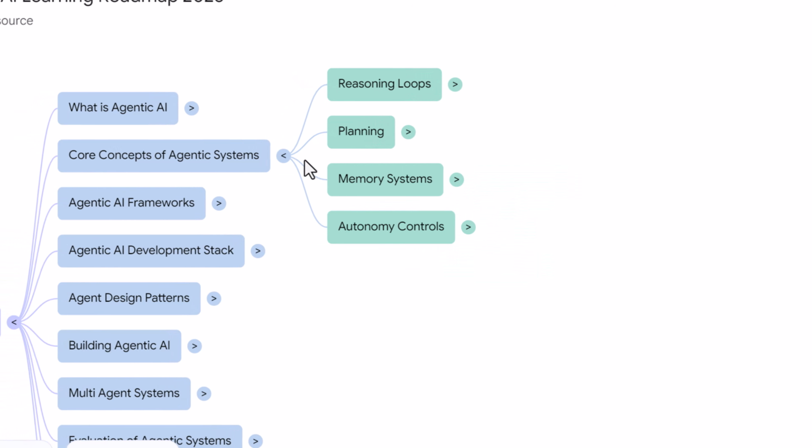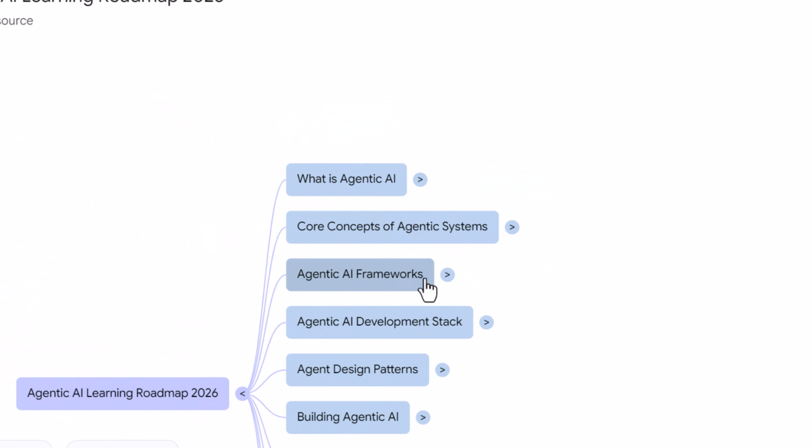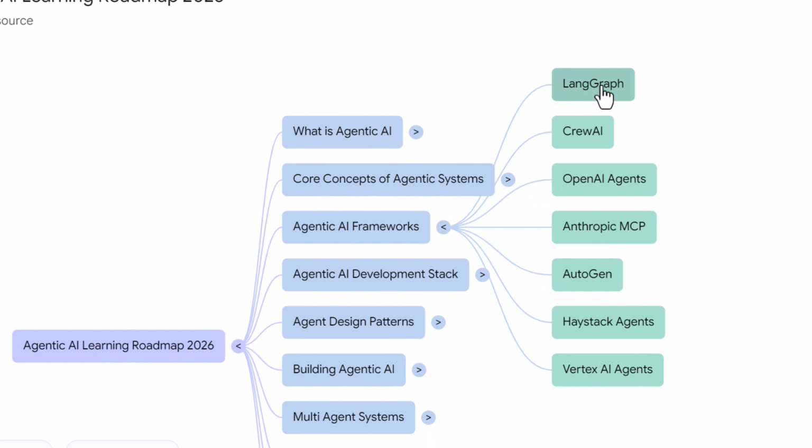Now let's move to Agentic AI frameworks. LangGraph lets you create structured, stateful agent workflows and is currently the most important tool in the field. CrewAI focuses on multi-agent collaboration. OpenAI agents provide built-in tool use and safe execution. Anthropic MCP offers modular tool connections and secure boundaries.